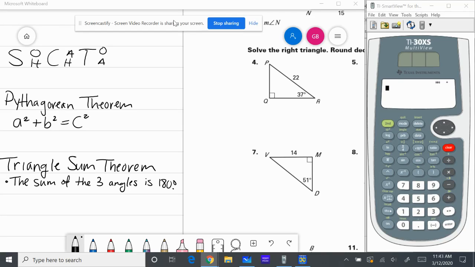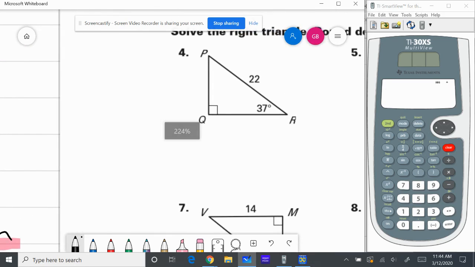All right, hi everyone. For problems 4 through 12, you will need to remember SOHCAHTOA, the Pythagorean theorem, and the triangle sum theorem. So let's go ahead and get started with number 4. Here the angle of interest is the 37-degree angle, and to solve the triangle, you need to find all the sides and all the angles. So let's start off with PQ first.